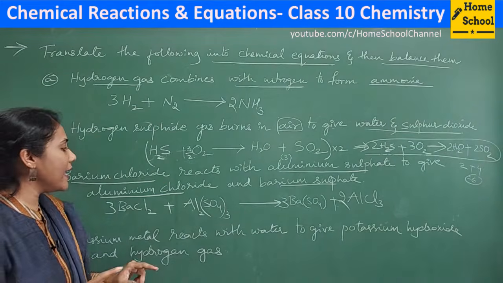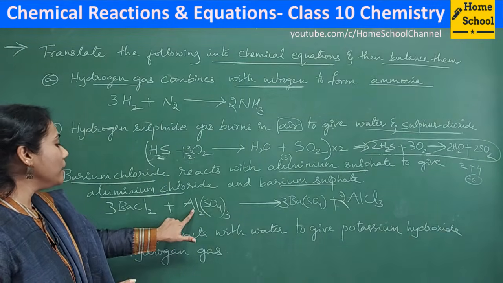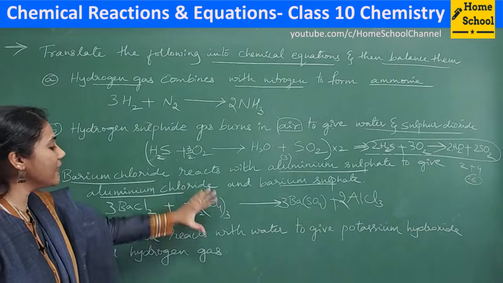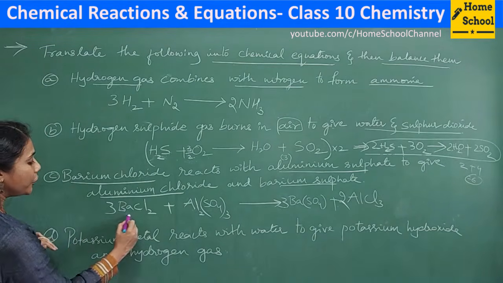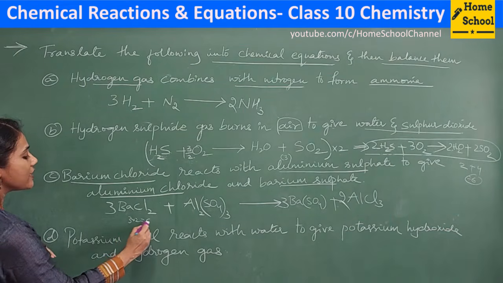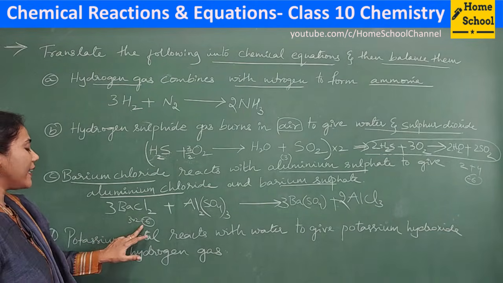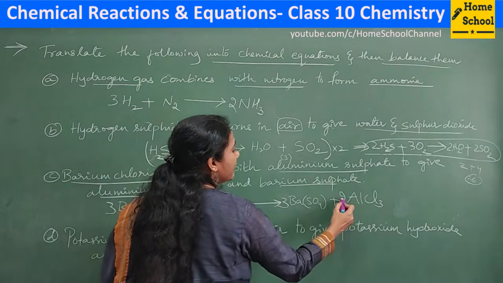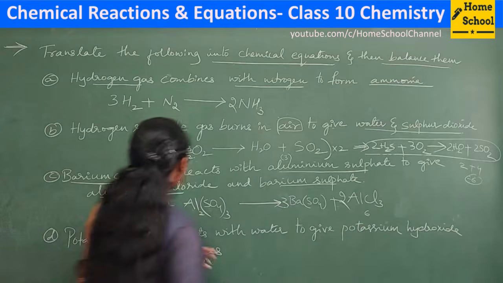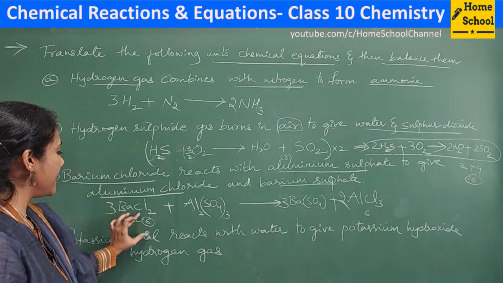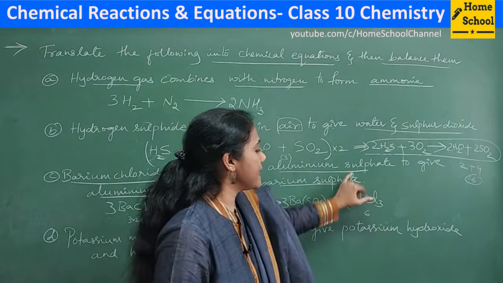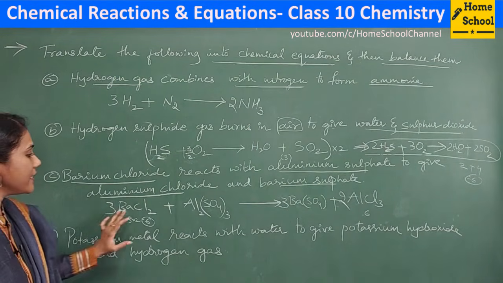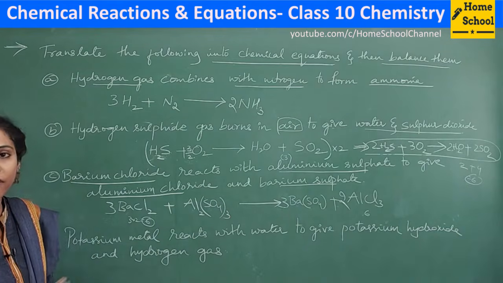Now which element is left? Sulfate you balanced, aluminium is over, barium is over, Cl is remaining. How many Cls in the reactant side? 3 into 2, how much? 6. So 6 Cls are there in the reactant side. And how many Cls in the product side? 2 into 3, 6. So Cls are balanced. Here 6 Cls, here also 6 Cls. 2 3s are 6, here 3 2s are 6. So this is the balanced equation for the third question.